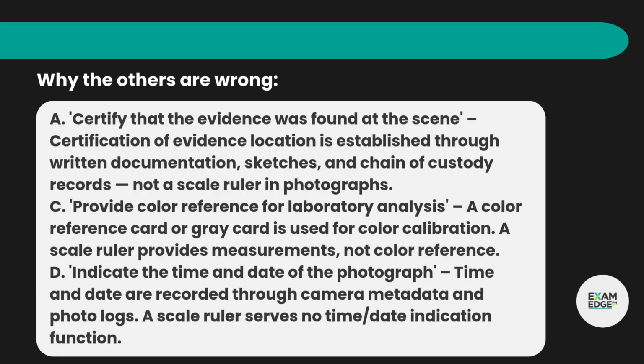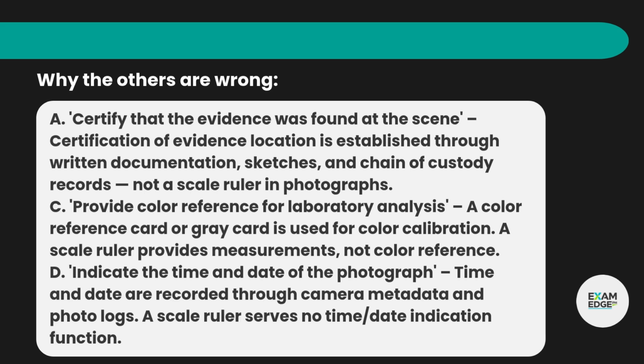Why the others are wrong. A. Certify that the evidence was found at the scene. Certification of evidence location is established through written documentation, sketches, and chain of custody records, not a scale ruler in photographs. C. Provide color reference for laboratory analysis. A color reference card or gray card is used for color calibration. A scale ruler provides measurements, not color reference.